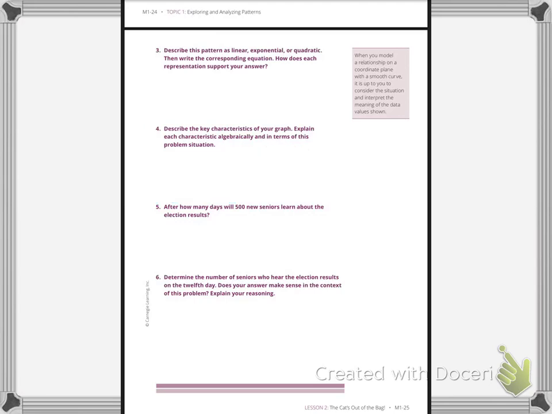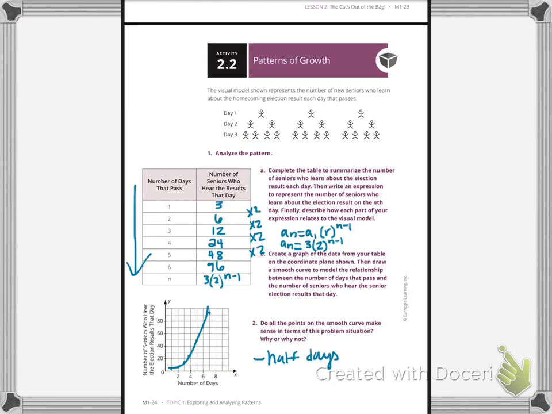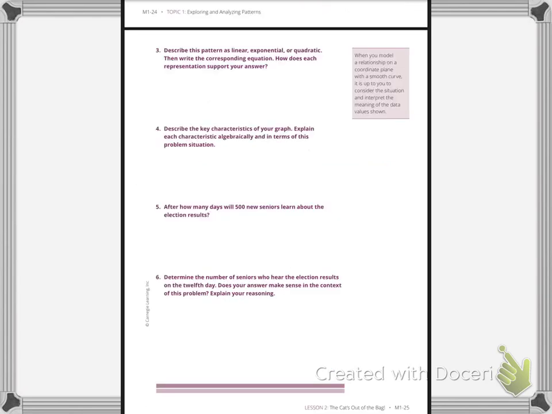All right, question 4. Describe the key characteristics of your graph. Explain each characteristic algebraically in terms of this problem situation. Okay, so when it's talking about describing different characteristics of the graph, what we're looking for are the shapes of it, the intercepts of it, and stuff like that. So if we look, the shape of it is a curve shape, so I could say it's an exponentially curved shape. So I'm going to write that one in first.